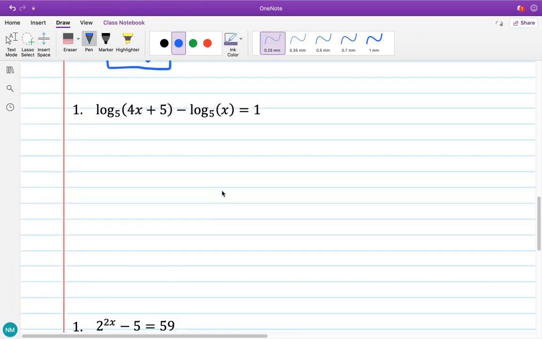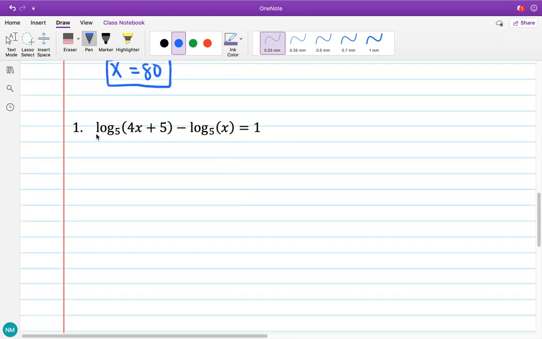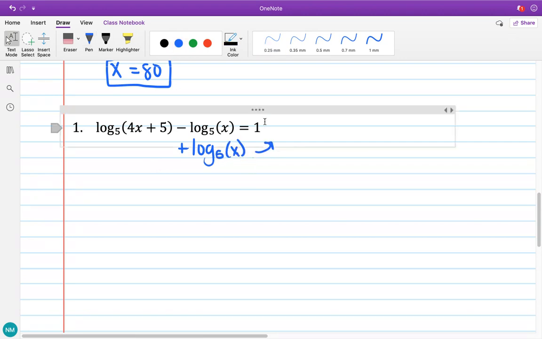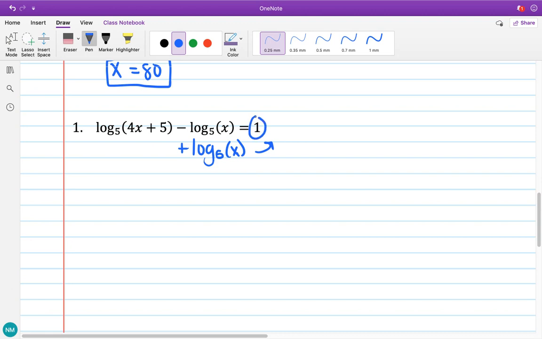So for this one, we want to isolate the logs, but the issue is that there's not one log. You want one log per side, if possible. And the issue is if I wanted to add this here, let's say I wanted to put the other log on this side, that one stops you from using any other property. So your best bet is to condense them.